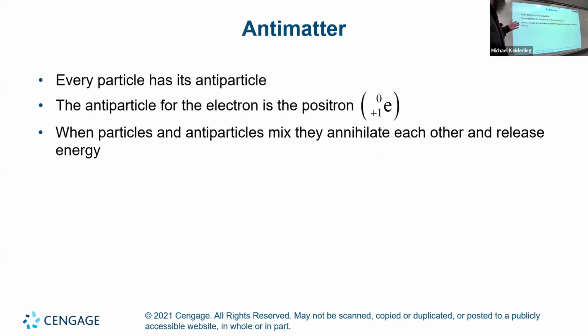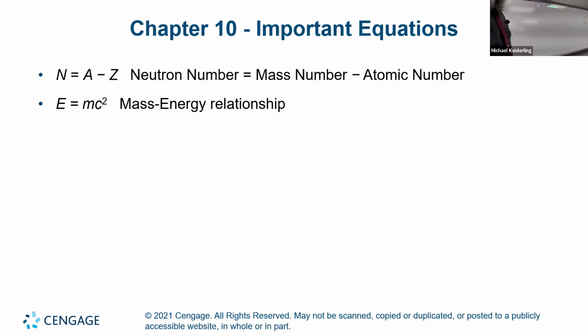Every particle has an antiparticle. The antiparticle of the electron is the positron, for example. And when particles and antiparticles mix, they annihilate each other and release energy. And that's the end of the chapter.